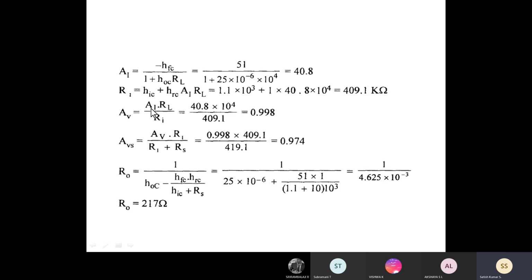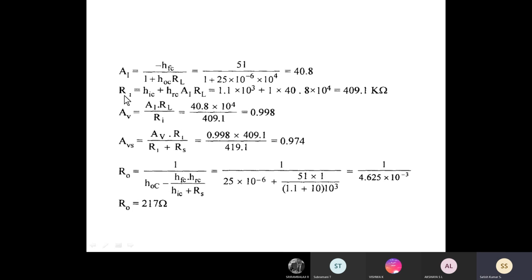Voltage gain is current gain times load resistance divided by input resistance. Load resistance is given, but input resistance we have to calculate. And the current gain we have calculated earlier, that is 40.8. So I have to calculate the input resistance.